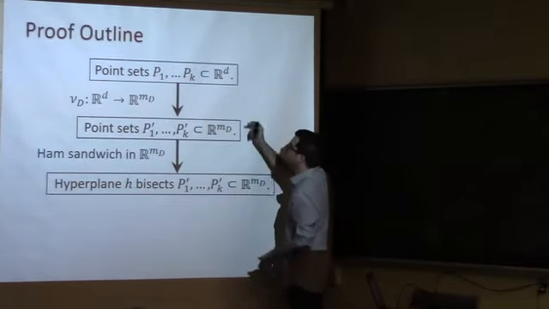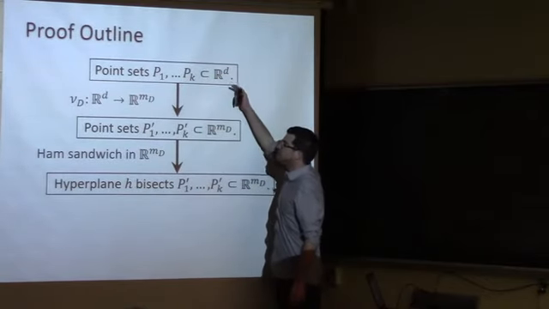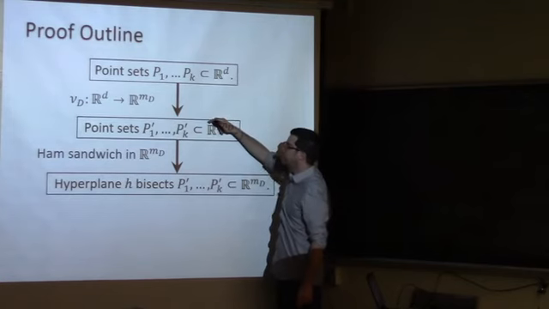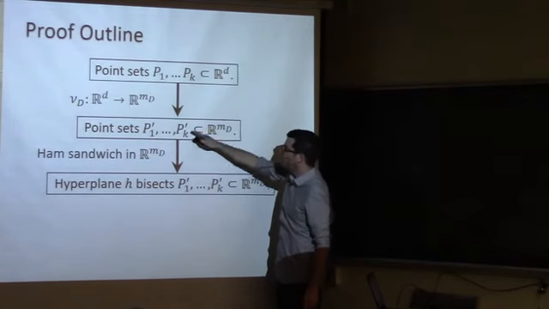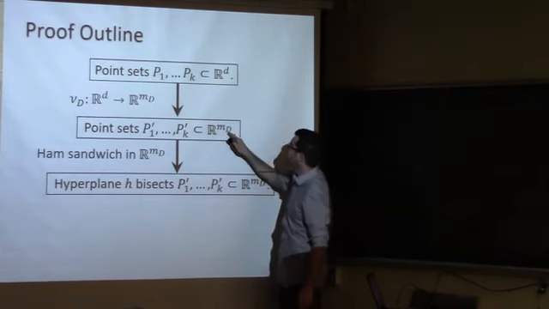So again, we started with point sets. Use the Veronese map to go to a sufficiently high-dimensional space. So instead of p's, I'm calling these p primes, and I mean my higher dimensional space.